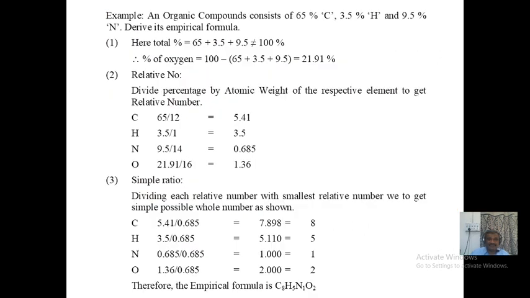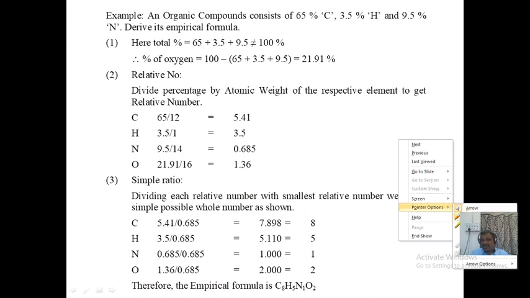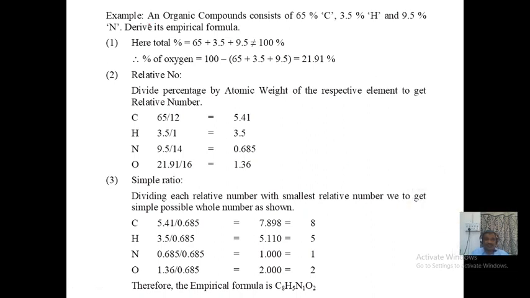Numerical. Okay, so this is the numerical. All the previous 4 steps of the previous slide I am going to perform, so it will be clear to you. In an organic compound, one analysis says that this particular sample contains 65% carbon, 3.5% hydrogen and 9.5% nitrogen. Derive its empirical formula.